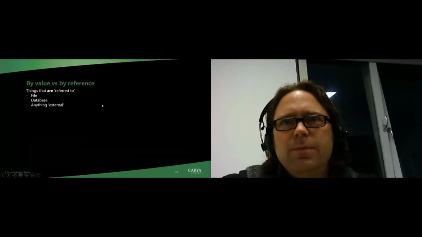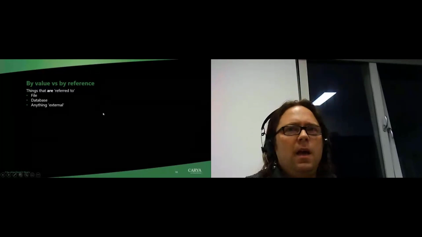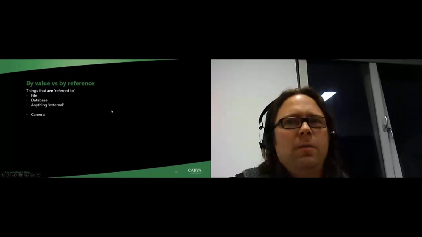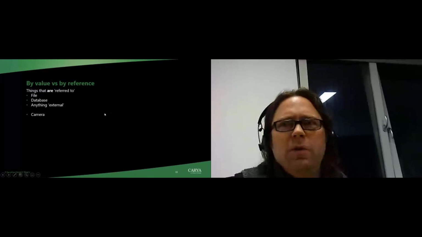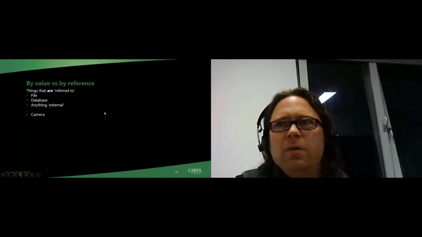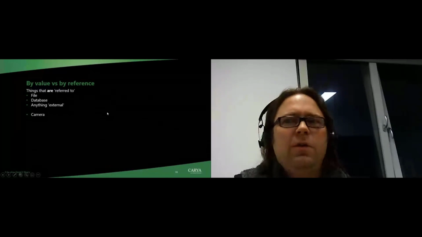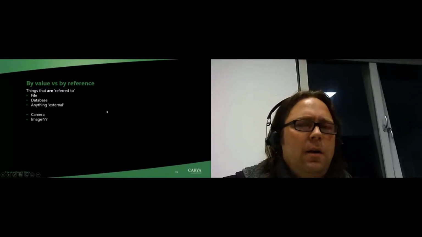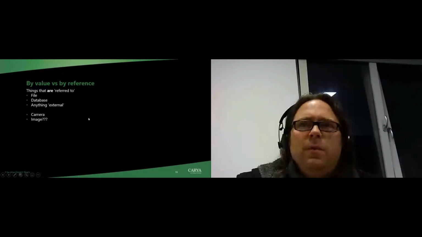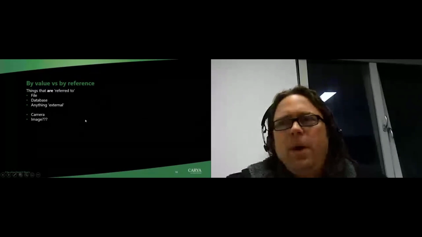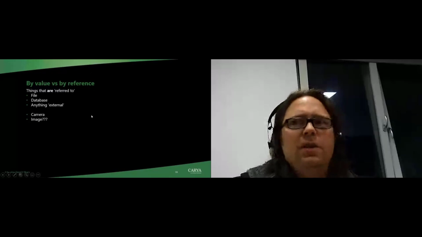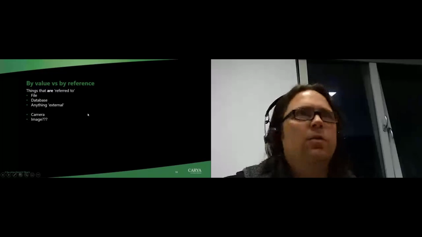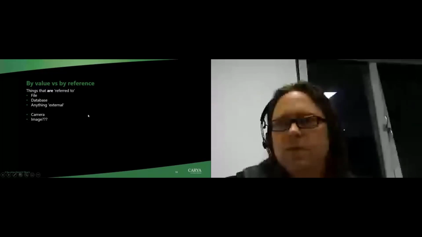Databases, for instance, anything external really, anything that's not in your programming environment. A camera would also, more to the topic of vision, be something that you would refer to instead of make by wire. An image, however, why would an image be by a reference? The only reason is that it's a lot of data and you want to avoid copies. But for me, that's not a good reason to make it a reference.